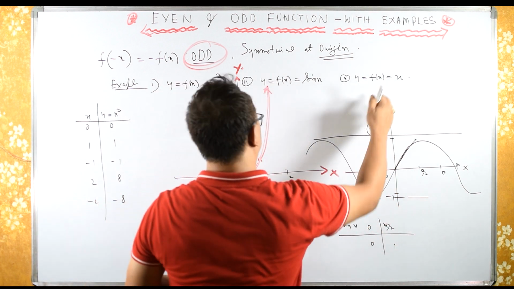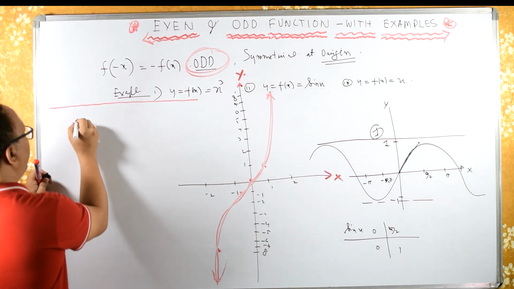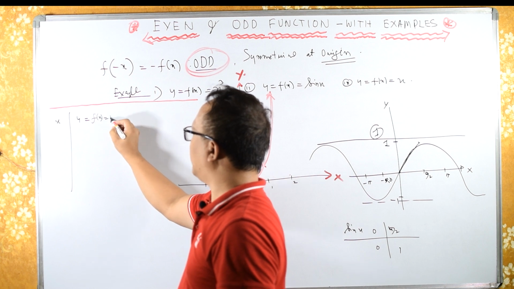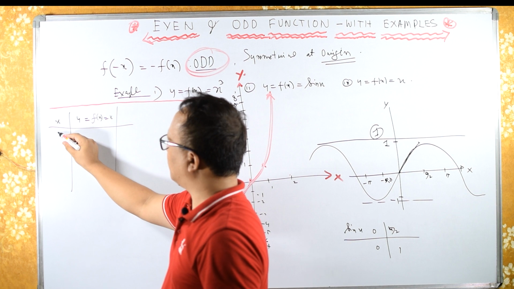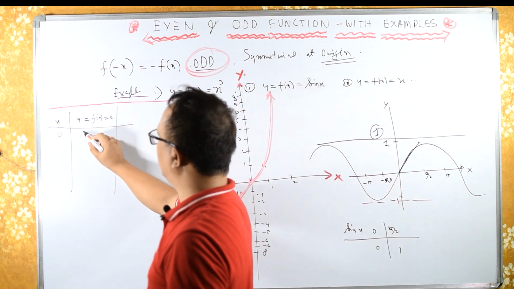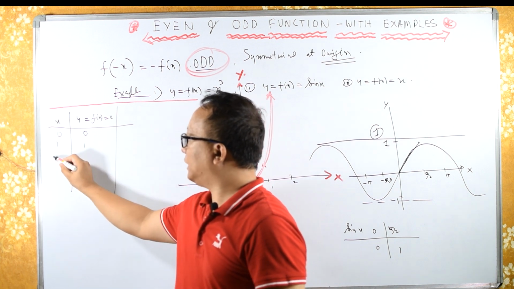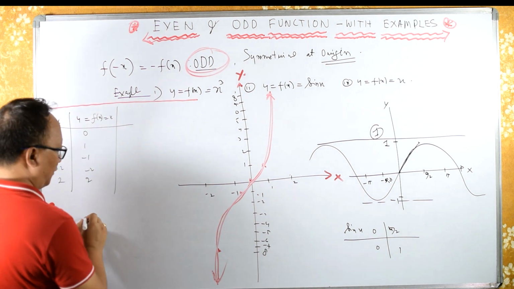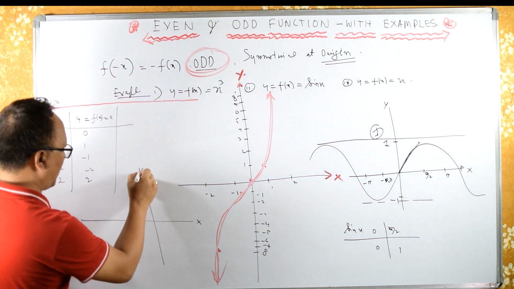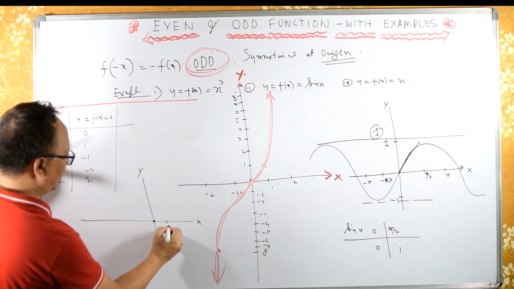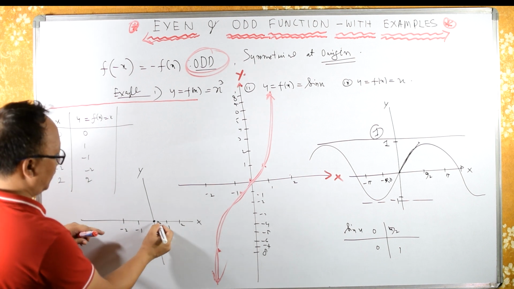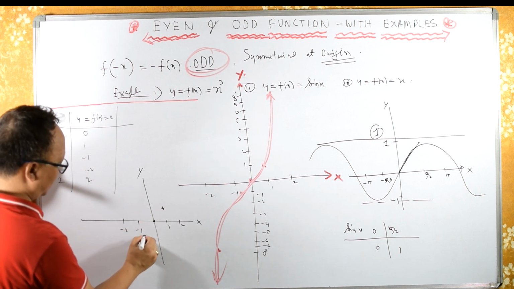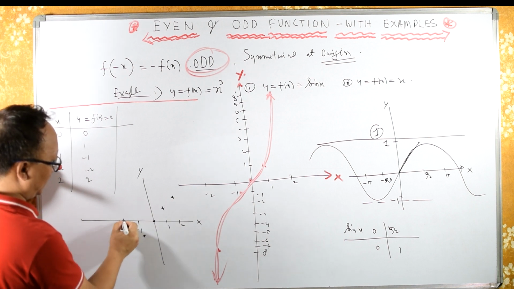What about this? Y equals f of x, where f of x equals x. When x equals 0, this becomes 0. When x equals 1, this becomes 1. It becomes minus 1 for minus 1, minus 2 for minus 2, and 2 for 2. Now let's draw this graph over here. This is x, y. 0, 0 satisfies over here. When x equals 1, y is 1. When x equals minus 1, y is minus 1. When x equals 2, y is 2, and when x equals minus 2, y is minus 2.